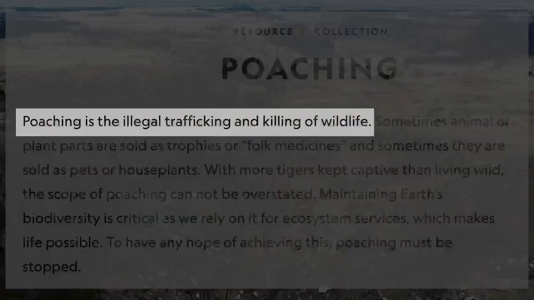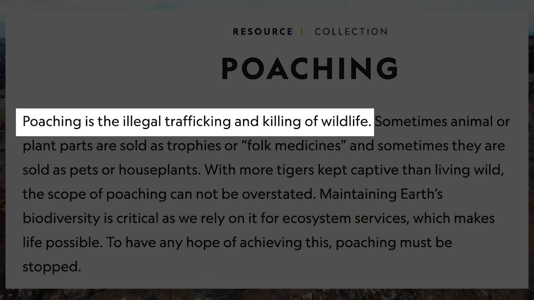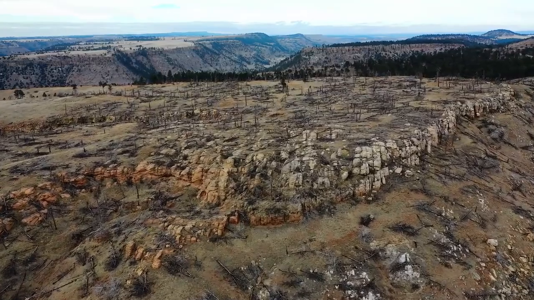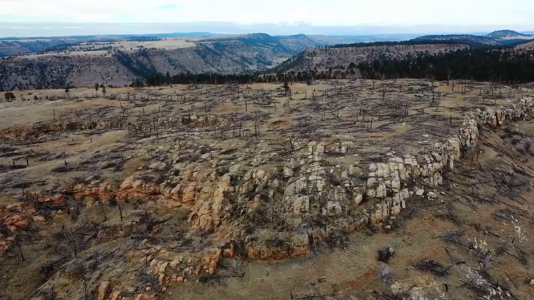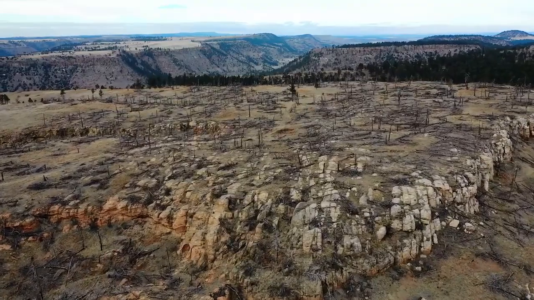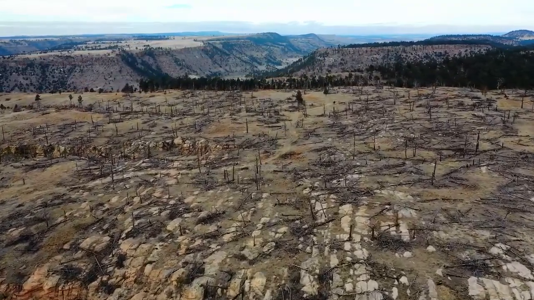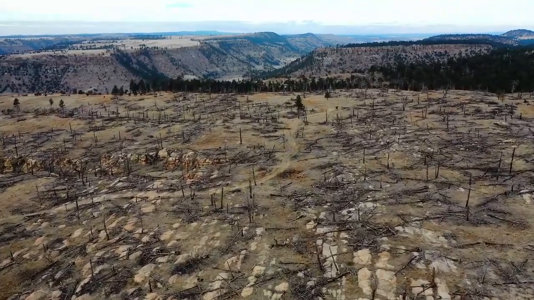According to National Geographic, poaching is the illegal trafficking and killing of wildlife. It is usually done for monetary gain. This is a serious threat because it can lead to extinction of many different animal species, and deforestation plays a larger role than you might have thought. There are many things that we can do to help prevent and even potentially reverse the effects of deforestation, no matter what your age or status is.